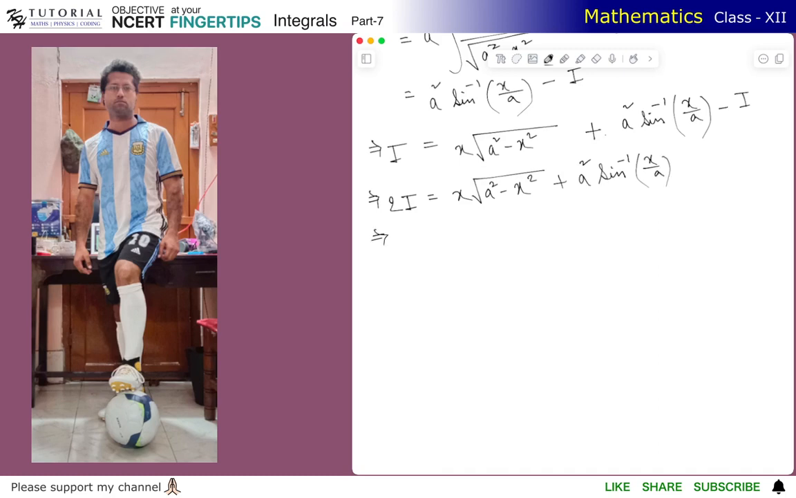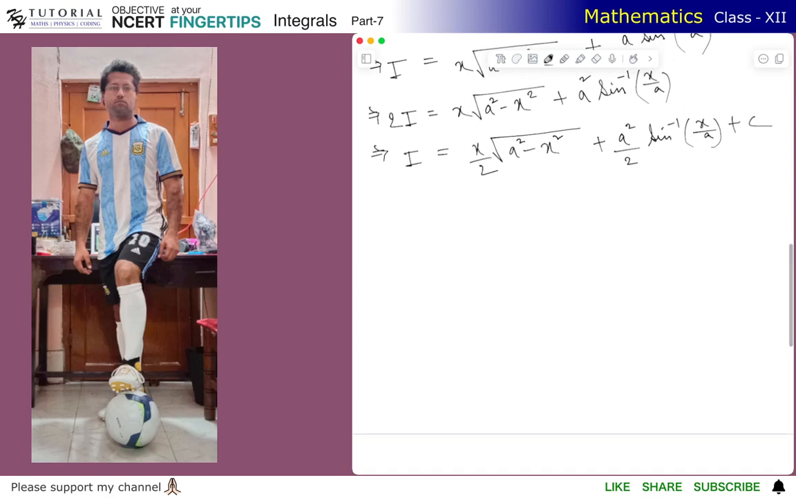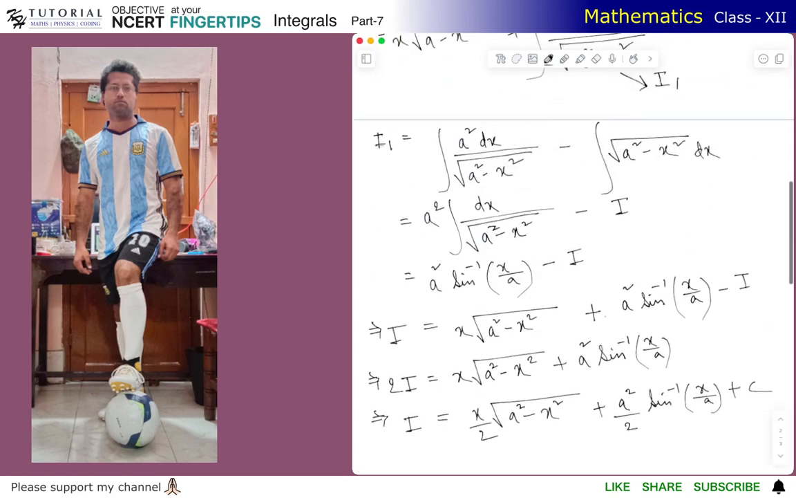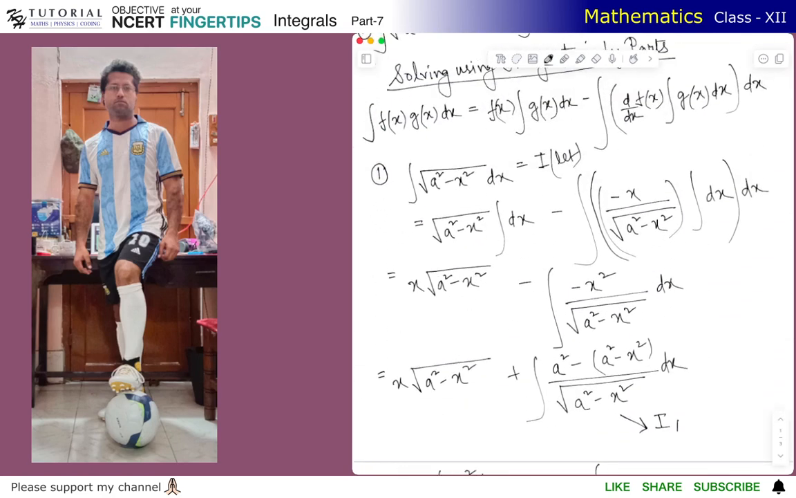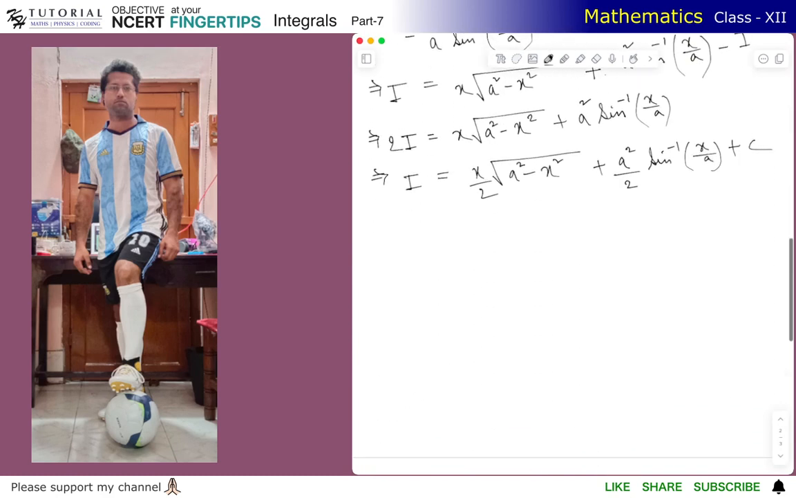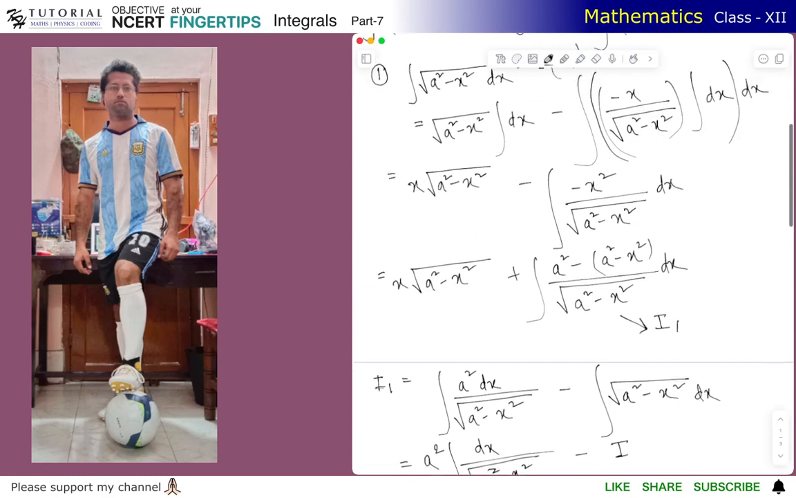So finally we get the result as x by 2 square root of a square minus x square plus a square by 2 sine inverse x by a. We got the final result. So this is the result for square root of a square minus x square using integration by parts. In case you do not remember, you can quickly solve it using integration by parts.